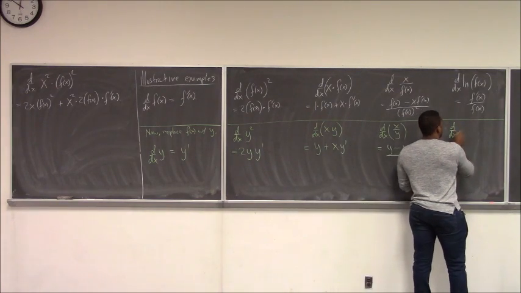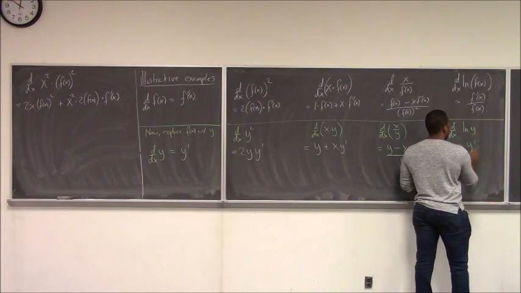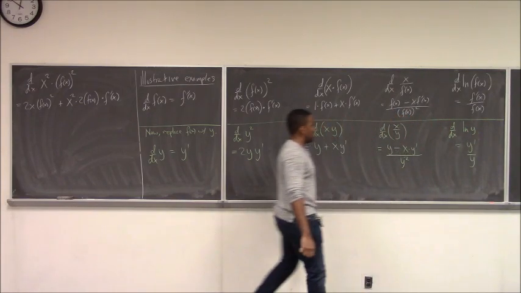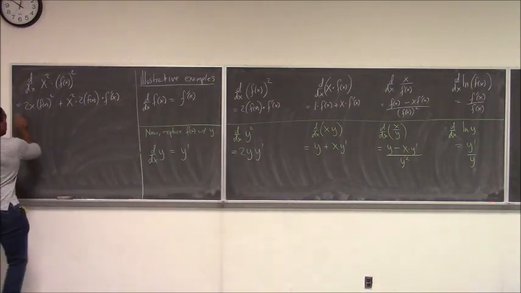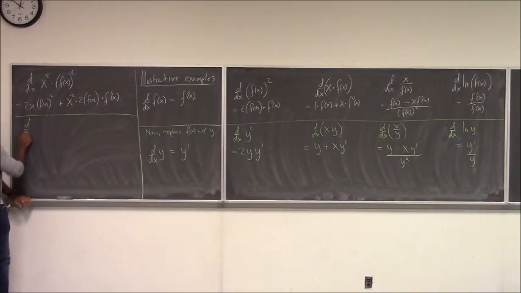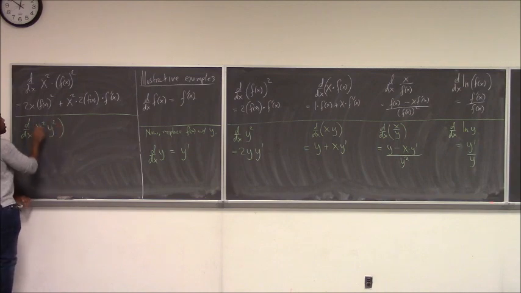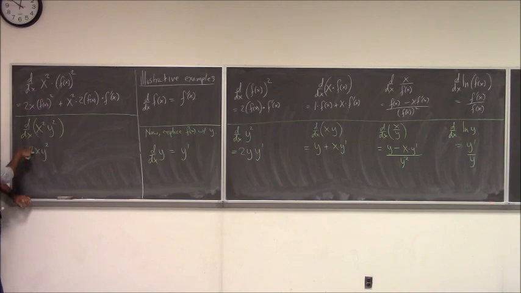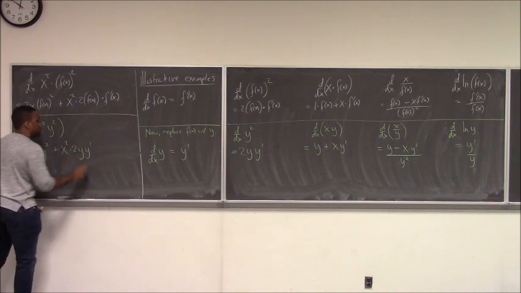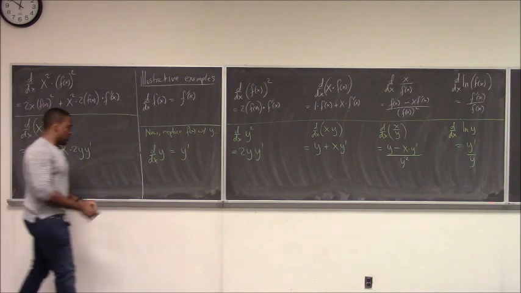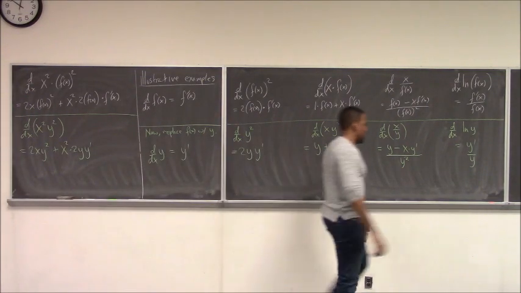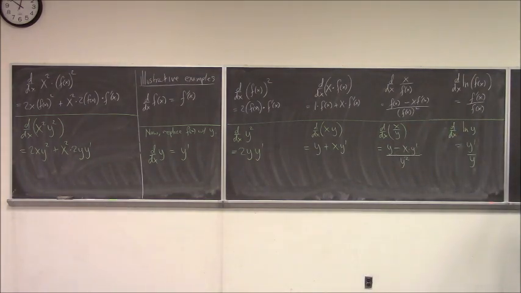If I wanted to differentiate ln of y, well, this is just going to be y prime over y by the chain rule. If I wanted to differentiate something that looks like x squared y squared, well, that's going to be 2x y squared. Differentiate the first one, leave the second one, plus leave the first one, differentiate the second one. So notice essentially what we're doing here is pretty much every time we're differentiating a function of y, we have to multiply by y prime. And why? Because we're applying the chain rule.